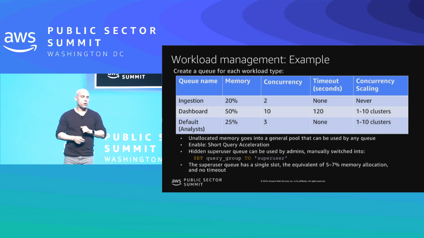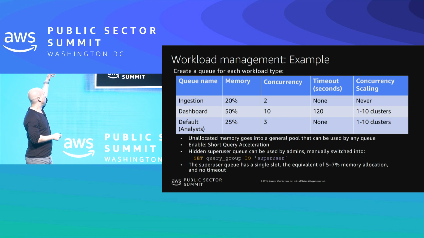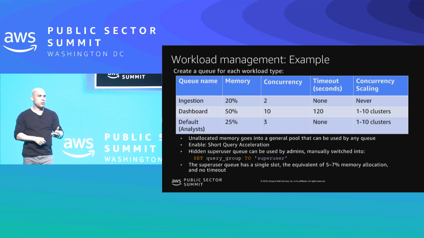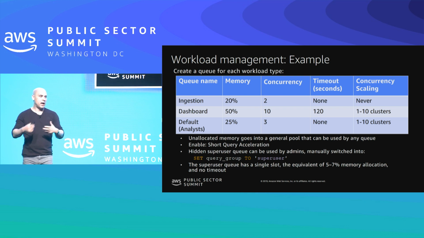In this scenario, if I were to set up a WLM queue, I would probably set it up something like this. I'd have an ingestion queue. I'd keep a fairly low number of slots on that ingestion queue, and a reasonable amount of memory per slot. So I've configured it with 20% memory, 2 concurrency. That means each slot has 10% of the cluster's memory.